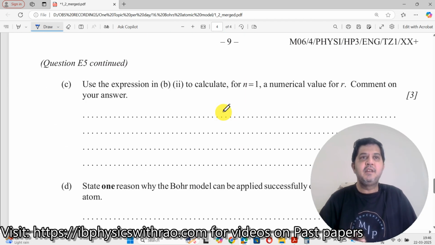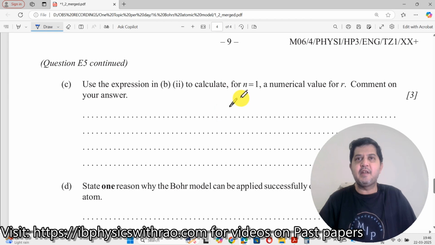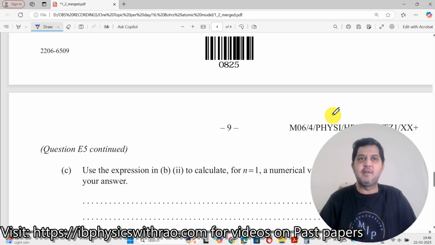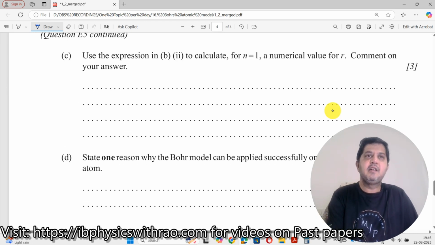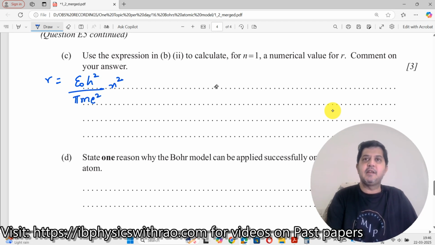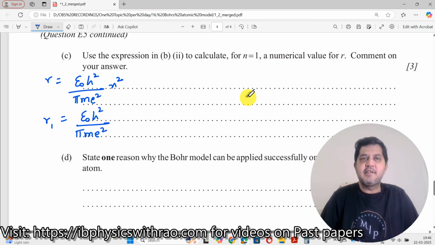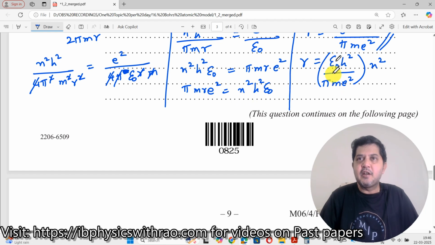Then use the expression in B2 to calculate for n equal to 1 a numerical value for r. Comment on your answer. So what you need to do is use this expression here, put n equal to 1 and get the answer. Okay, so towards it, I will take the expression r is equal to epsilon naught h square divided by pi m e square into n square, and I put n equal to 1. When I put n equal to 1, I'll put r1 here, which should be epsilon naught h square divided by pi m e square. Let us see whether our equation is correct.